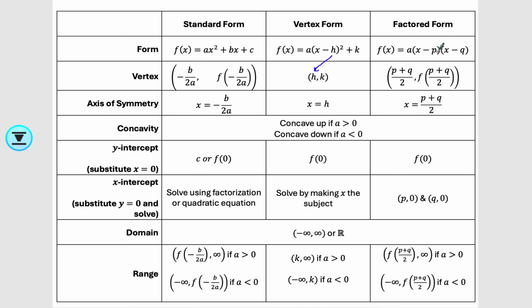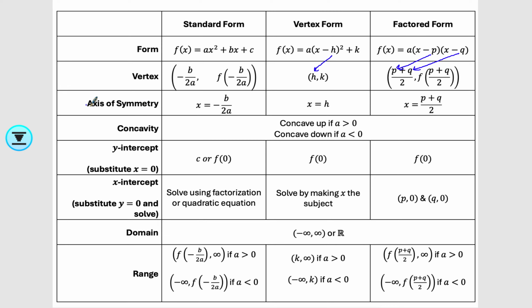In factored form, you have to find the average or the middle of the p and q value, and again you have to switch their signs when you use them. You have to find their average. This will give you the x coordinate, and then you have to substitute it to find the y coordinate.